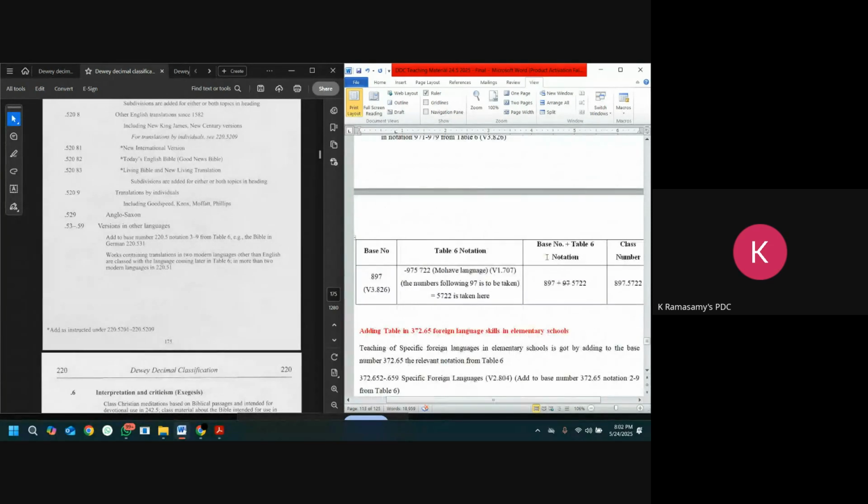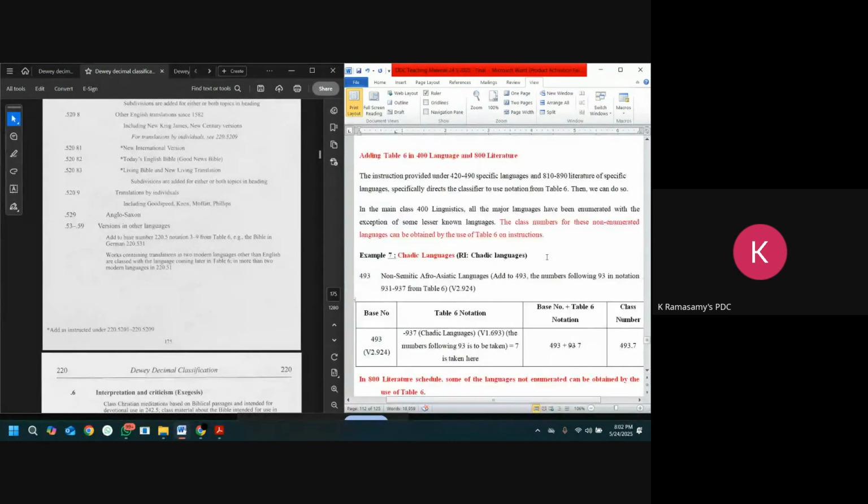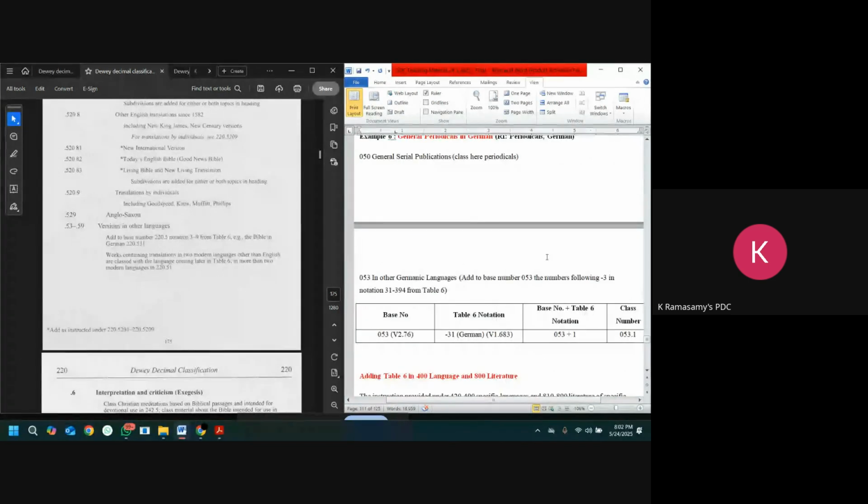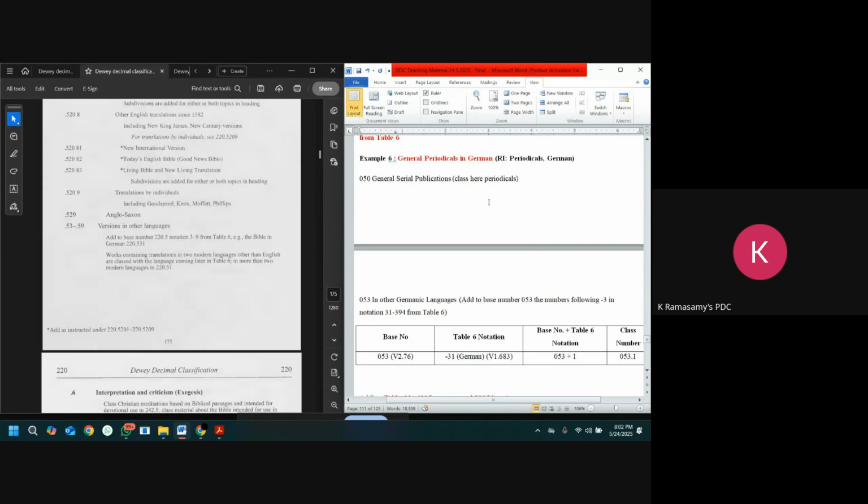And maybe I'll give one more example to complete it. For example, general serial publications in German, general periodicals in German. What is the number for general periodicals? 053. And there in 053, they give an instruction. What is the instruction? Add to base number 053 the numbers following 3 in 312 to 394 from table 6. You can go to table 6. You can take numbers from 312 to 394. You can add it to the base number 053.